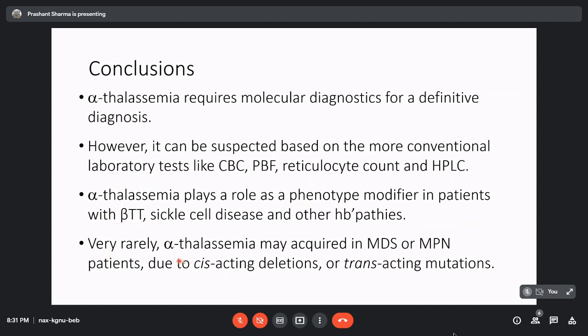And very rarely, alpha thalassemia may be acquired in myeloid neoplasms, MDS or MPNs, due to either cis-acting deletions, if the chromosome 16 telomeric part gets deleted, or trans-acting mutations, like we saw in ATRX on the X chromosome.